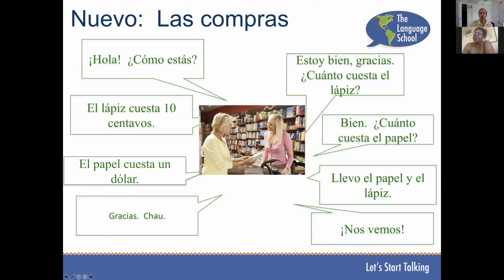Of course. Hola, ¿cómo estás? Oh, man, hold on. Nice telephone.